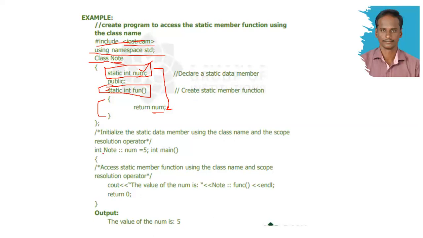It works fine. And next, let us see here. Here I have defined the static data member. Int is the return type and node is the class name, right? Then the scope resolution operator. Then the static data member is num. I have initialized this here as 5.